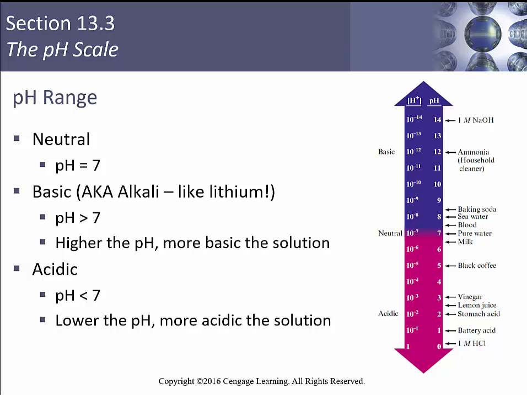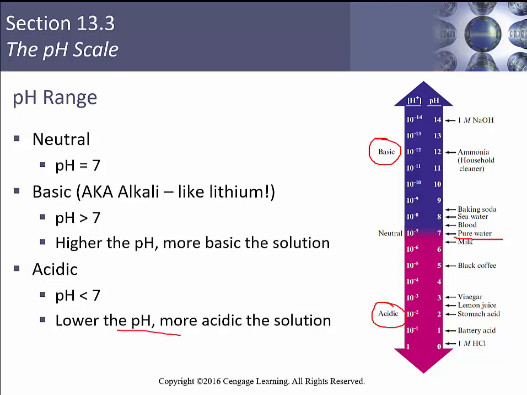Yep. So let's look at our pH scale. Our pH of 7 is going to be neutral. And so pure water is going to be neutral. Something that is basic or alkali, like lithium, right, is going to have a pH that is above 7. So you're basic up above 7. And acidic, you're going to be less than 7. The lower the pH, the more acidic it is in solution.